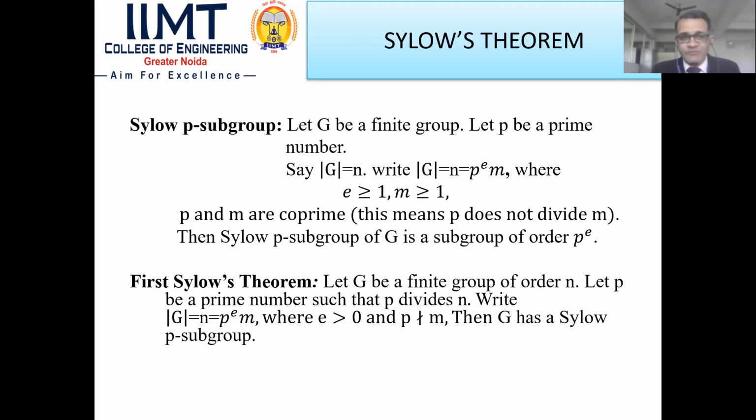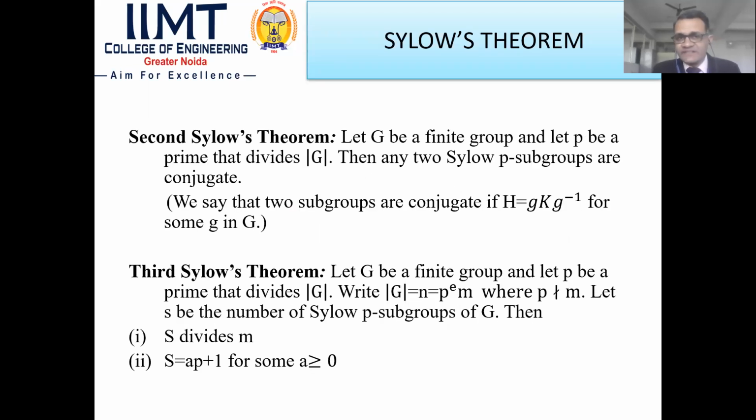First Sylow theorem, what it says: let G be a finite group of order n, let p be a prime number such that p divides n. We can write the cardinality of G as n equal to p raised to power e into m, where e is greater than 0 and p does not divide m, then G has a Sylow p-subgroup.